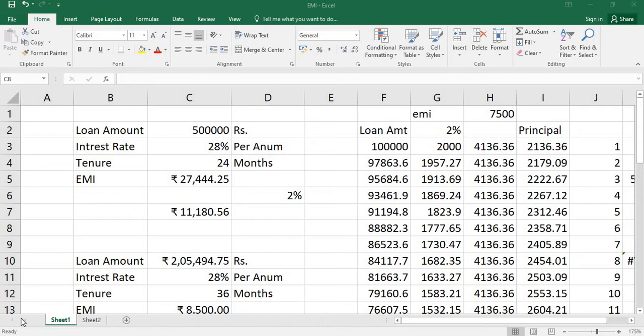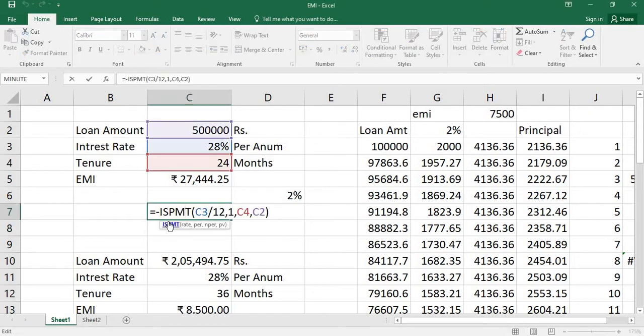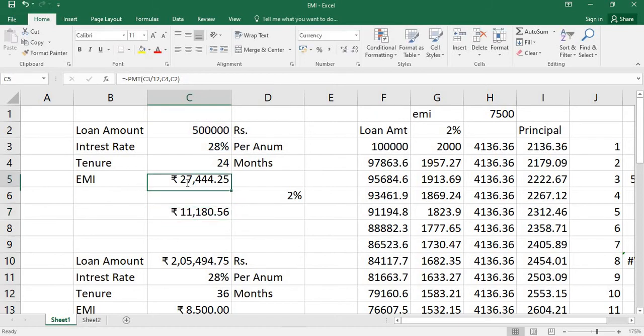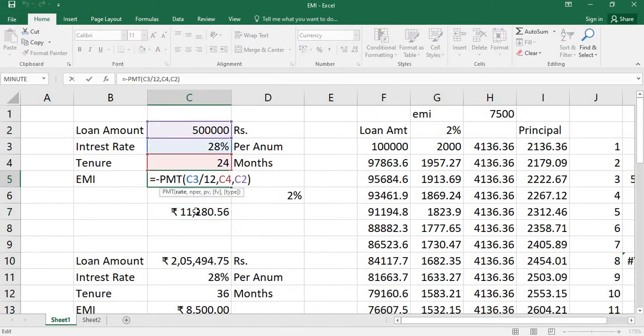So today we are going to teach you how to use the ISPMT formula in MS Excel. Actually, we first finish the PMT formula and then we can come to the ISPMT. So here we have the PMT formula. The PMT formula has been uploaded in another video, but here I am repeating it once. The PMT formula is used to calculate the EMI.